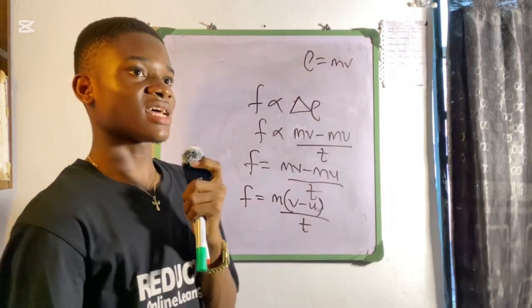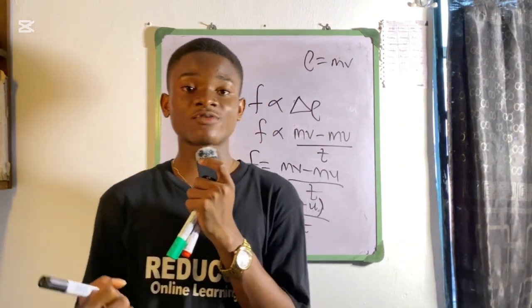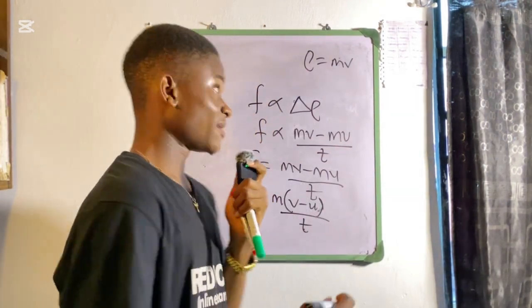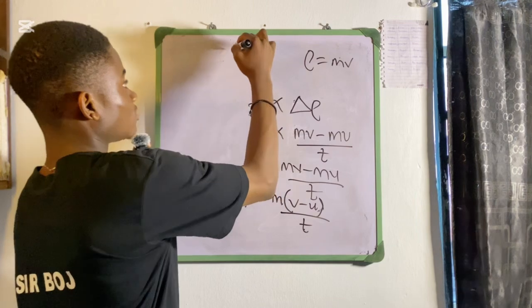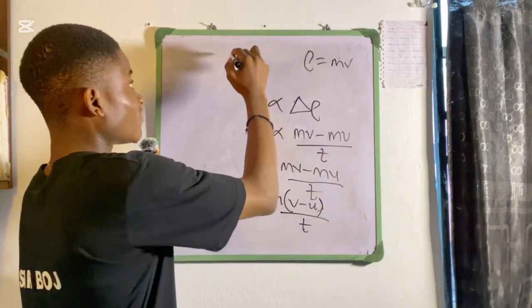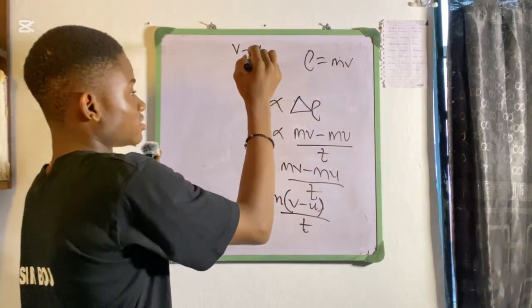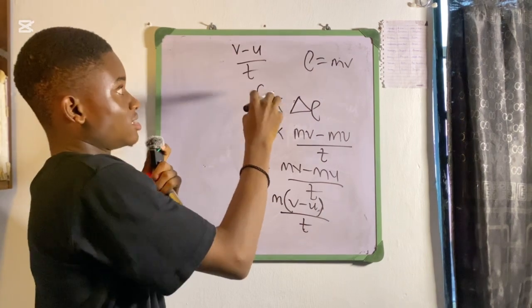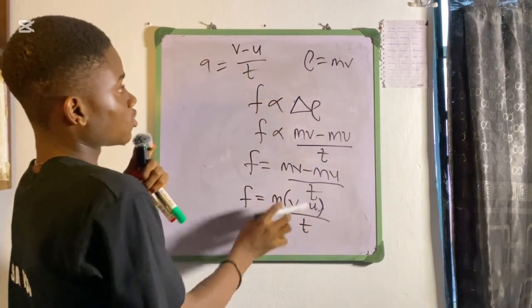In physics, acceleration is defined as the rate of change of velocity with time. And the rate of change in velocity is final velocity minus initial velocity, over t. So this is what acceleration is. So we can put it here.